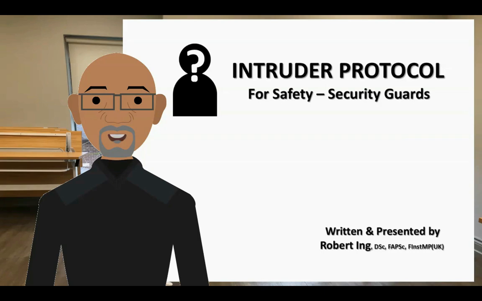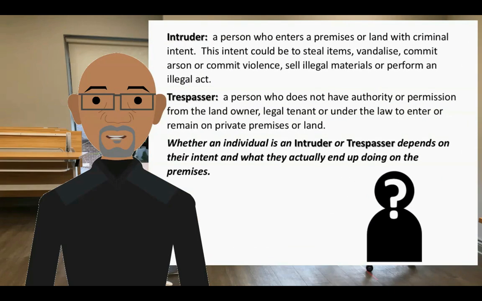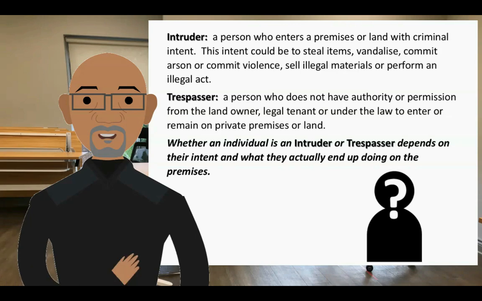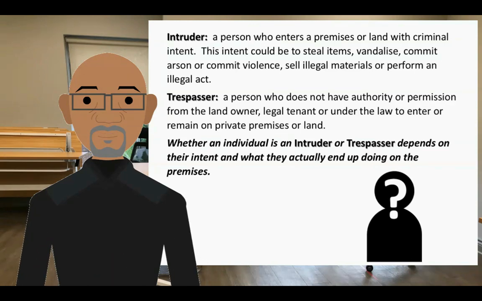While we will use the term intruder throughout this video, and our topic is an intruder protocol, it is important to understand that the intruder protocol applies equally to intruders and trespassers.